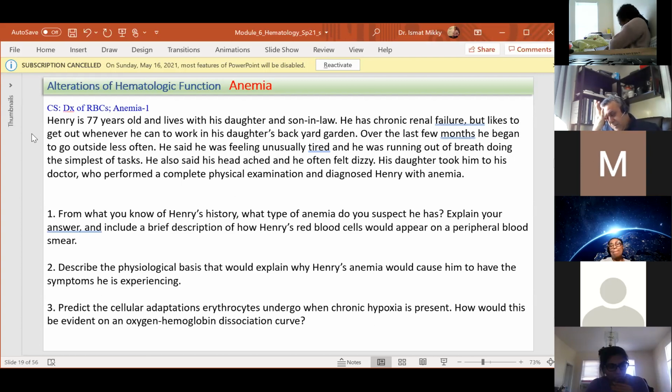Okay, the third question. Predict the cellular adaptations erythrocytes undergo when chronic hypoxia is present. How would this be evident on an oxygen hemoglobin dissociation curve?